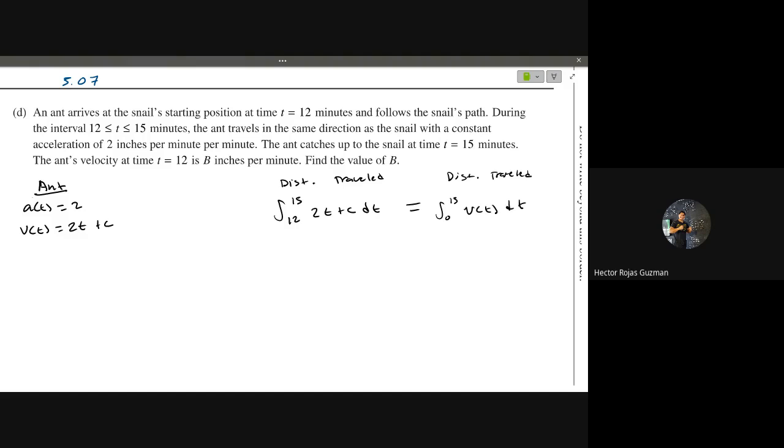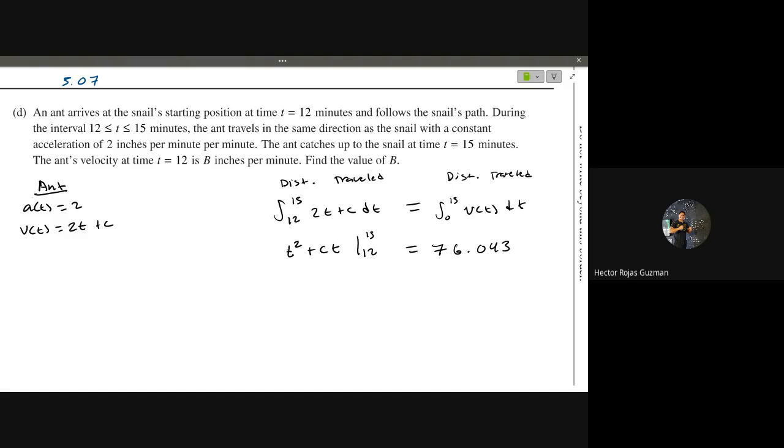We already know what the velocity is for the snail. And I'm setting these equal to each other because they have both traveled the same amount. It just took the snail 15 minutes, and it only took the ant 3 minutes. But let's go ahead and figure this out. For the ant, we're going to have to do it by hand. The antiderivative is t squared plus ct, evaluated from 12 to 15. But for the snail, we actually know that it's going to be 76.043.